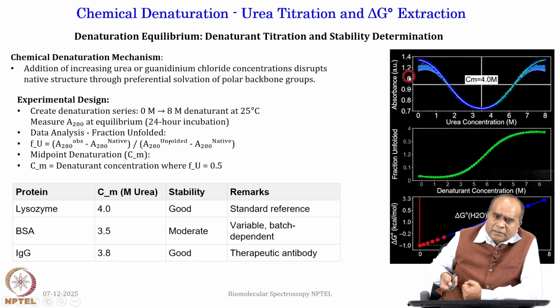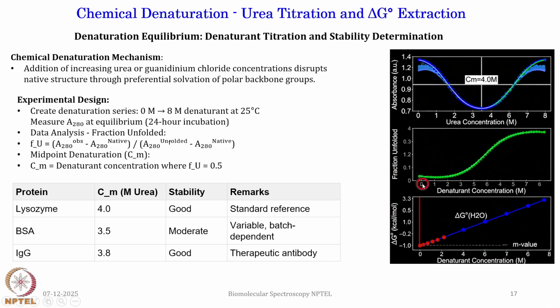So, if you plot the fraction unfolded, here one can see that it is in the folded state regime, here the transition is happening, and at this point 50% is folded and 50% is unfolded, and this is the unfolded state. One can calculate the delta G of unfolding under denaturation condition, right.